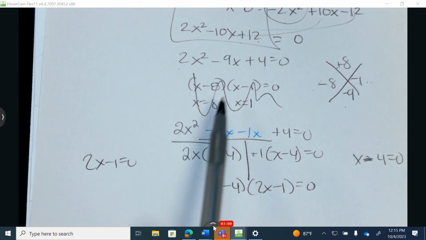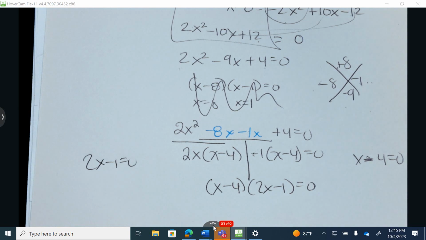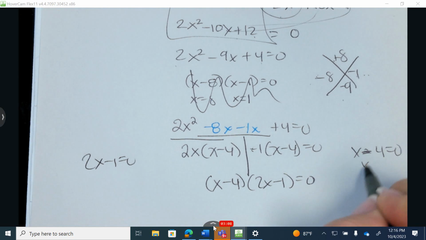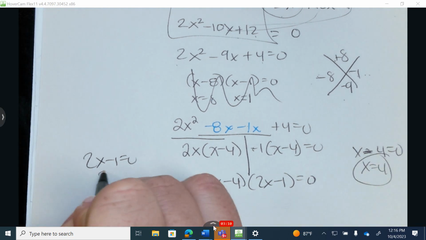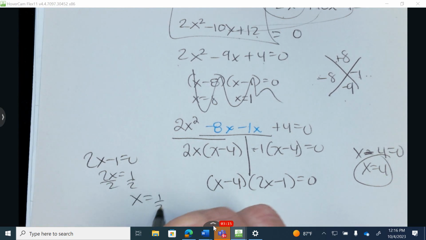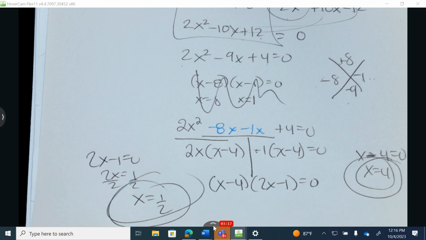I previously taught using the bottoms up method, but this year when I gave students a choice in what method they wanted to use, this was the preferred method. So I get one answer, 4. I'm going to add 1 to the opposite side, divide by 2, and x equals 1/2. These are my 2 solutions.